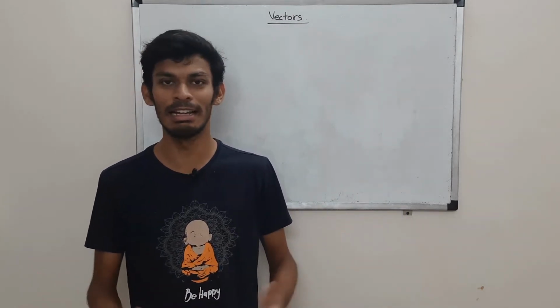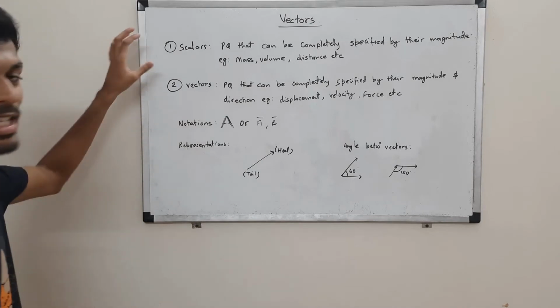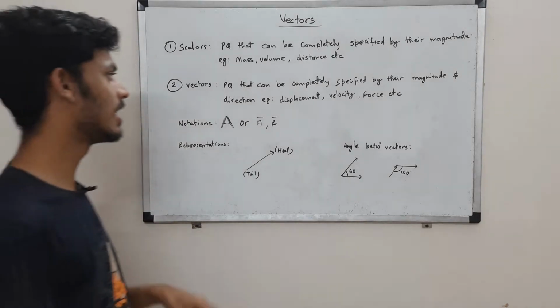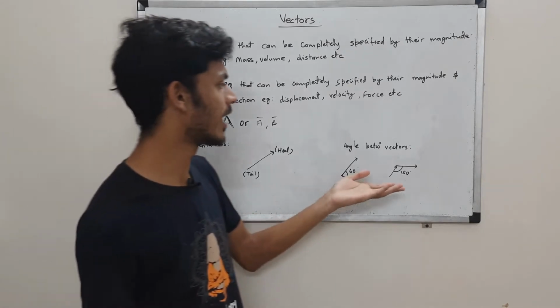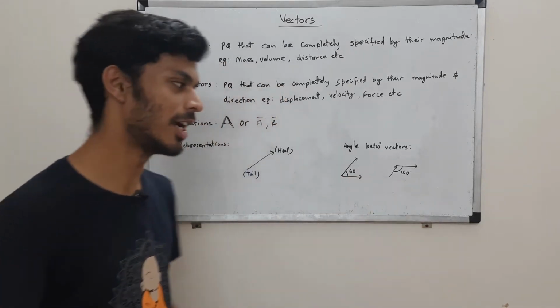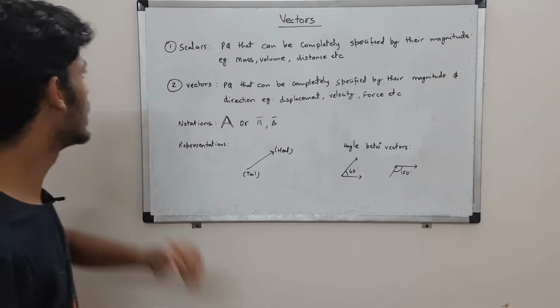With that being said, let's begin with vectors. In our discussion on vectors with some basic points, first of all we'll define scalars, then we'll define vectors, we'll study their notation, and we'll also study the representation of a vector, and finally learn how to find the angle between two vectors. So let's begin by defining a scalar.